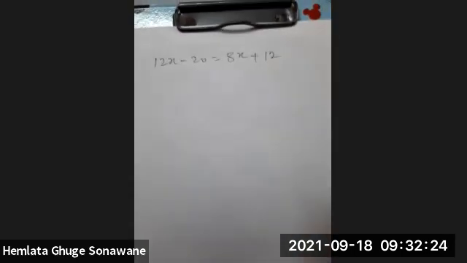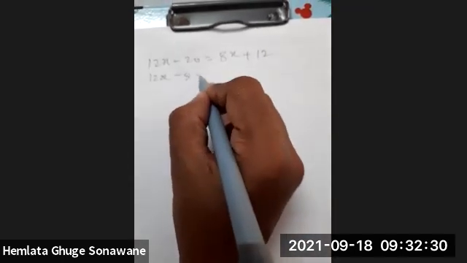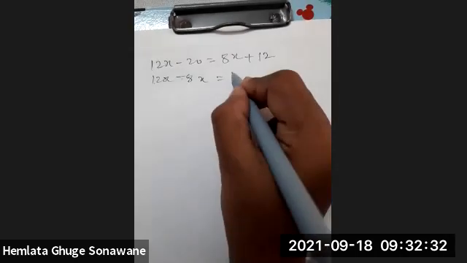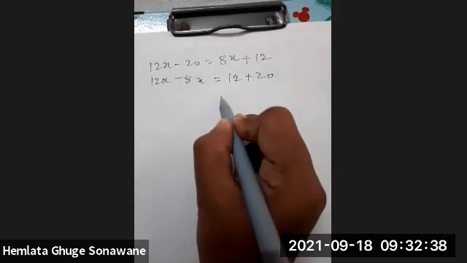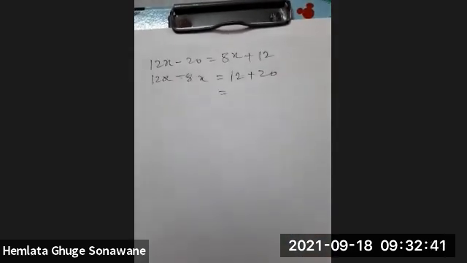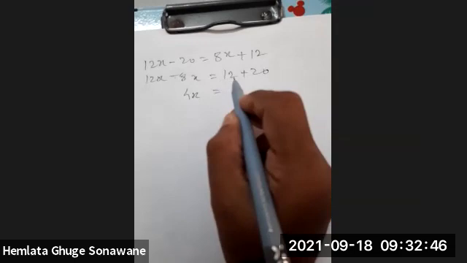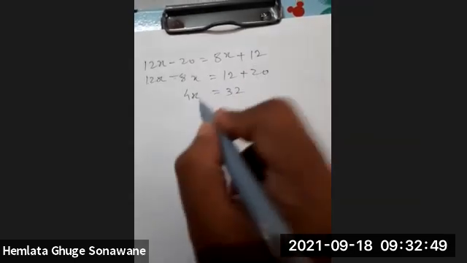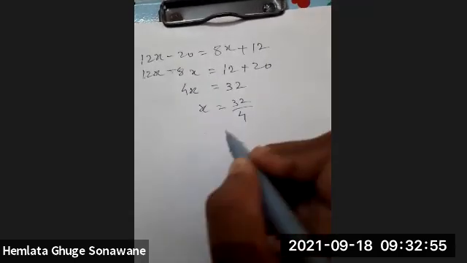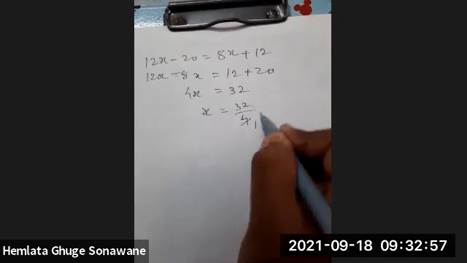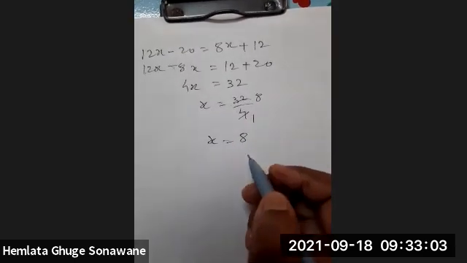So 12x, this 8x becomes minus 8x here, and this minus 20 becomes plus 20 on the other side. Now 12x minus 8x becomes 4x and 12 plus 20 becomes 32. Simplify this, 4 divides here. 4 8s are 32, so we have got the value of x as 8.